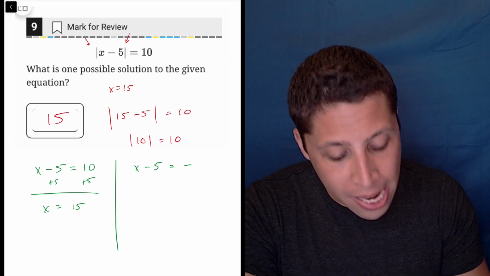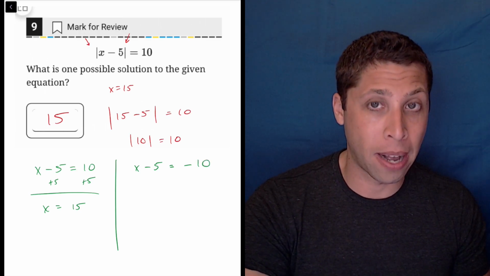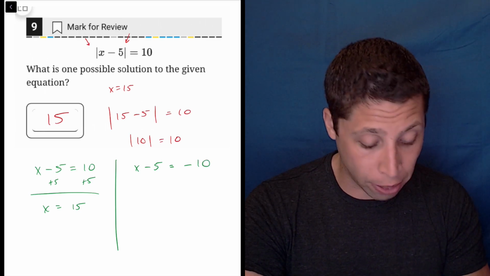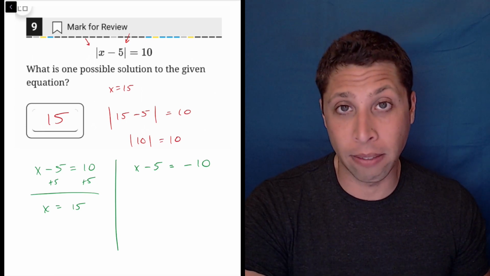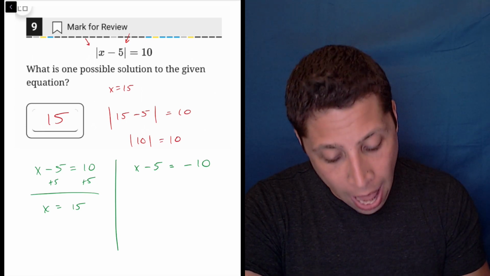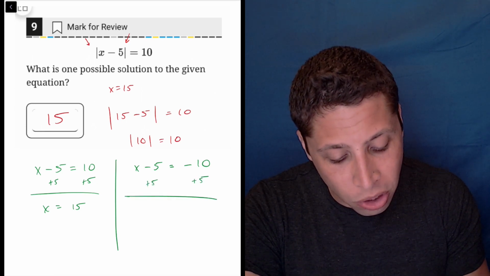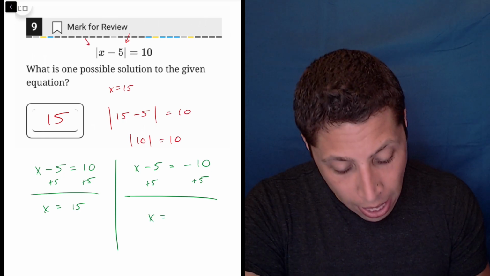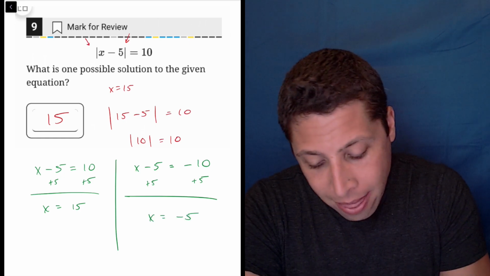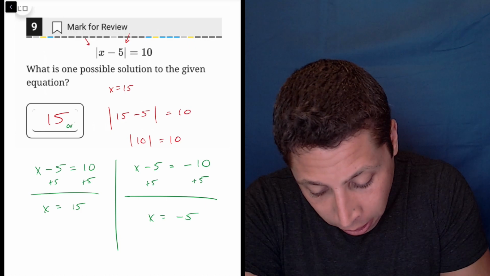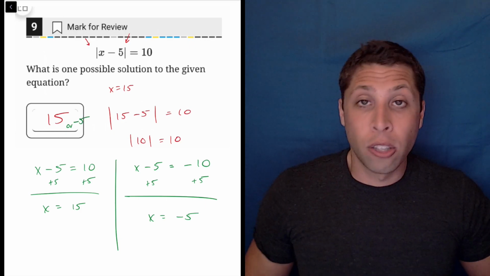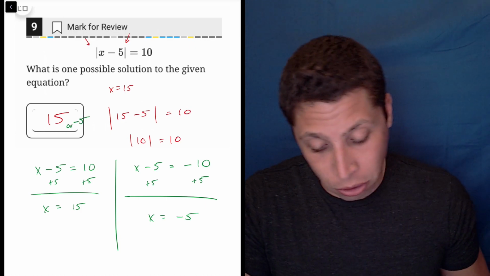And so we can create another equation that reflects that possibility by dropping the absolute value bars and just doing x minus 5 is equal to negative 10. Now, if we follow the rules of algebra, we're still going to add 5 to both sides, and we're going to get negative 5, and that is another answer here, negative 5. So both of those are fine. Those are the only two answers.